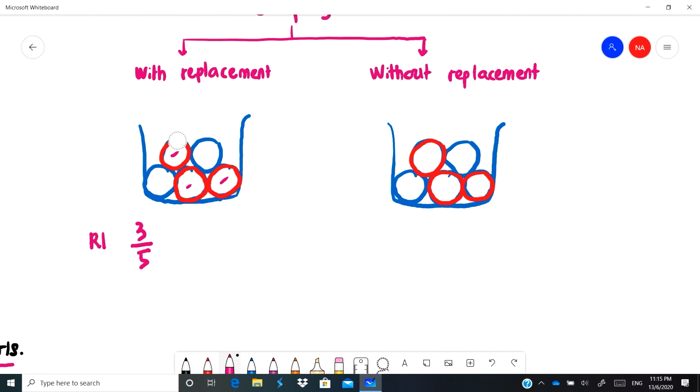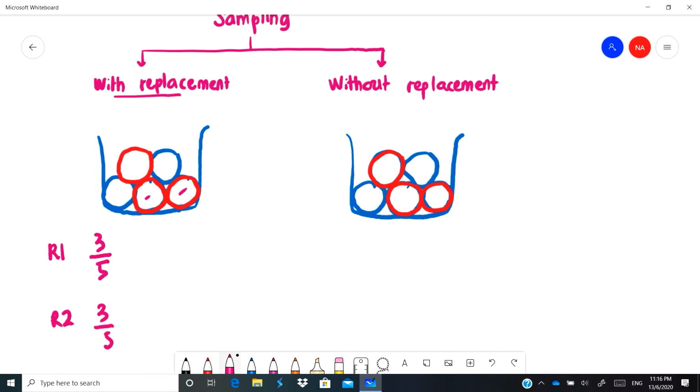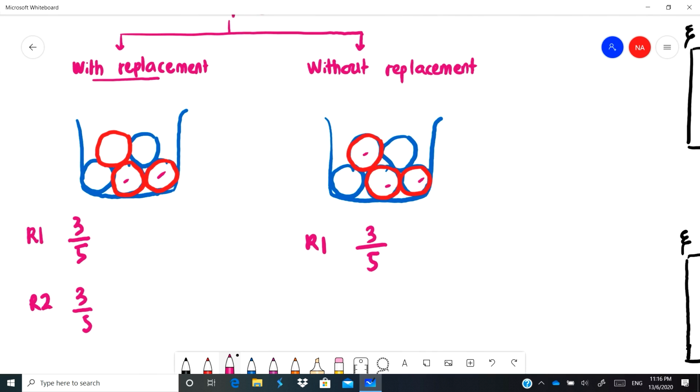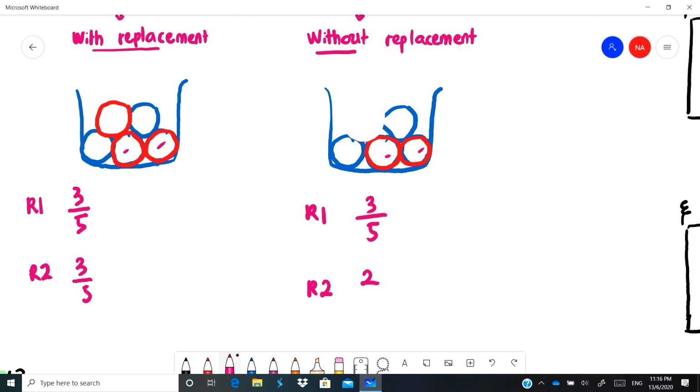Now 1 red ball is already selected. But because it is with replacement, to go to round 2, we put the ball back. So for round 2, the probability of getting a red ball is still 3 over 5, because we put back the ball that we had taken. That is the meaning of sampling with replacement. But for sampling without replacement, for round 1, of course we have 3 red balls over 5 total balls. But because it is without replacement, this ball is taken out and not replaced. So for round 2, the probability of getting a red ball is 2 over 4.